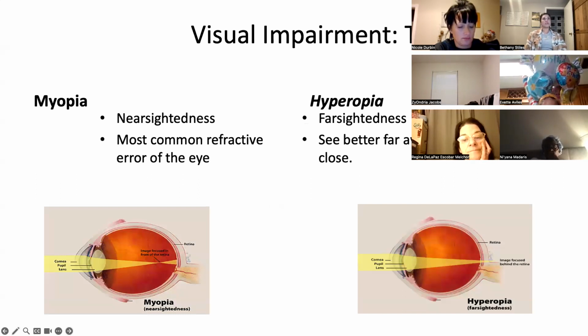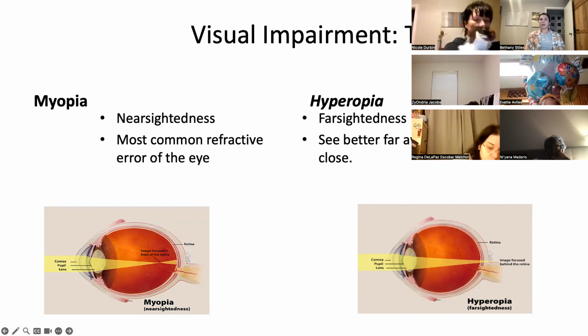When we're looking at visual impairments, we have a bunch of different conditions that we see, and it'll be important for you to know the differences between them. Myopia is going to be nearsightedness, and it is the most common refractive error of the eye. So that is a disruption in how the eye processes light. Hyperopia is going to be farsightedness. They can see better far away than they can up close.